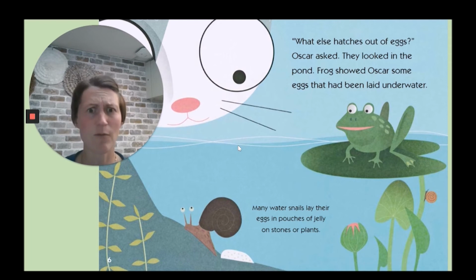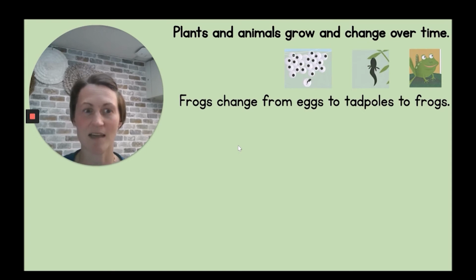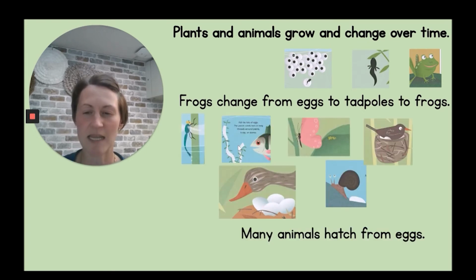So that's a different way that animals and plants grow and change, is that some animals hatch out of eggs. So we can add that to our list. Many animals hatch from eggs. So we know that we talked about dragonflies, fish, butterflies, birds, ducks, and snails. Really interesting. Let's see what other supporting details we can find.